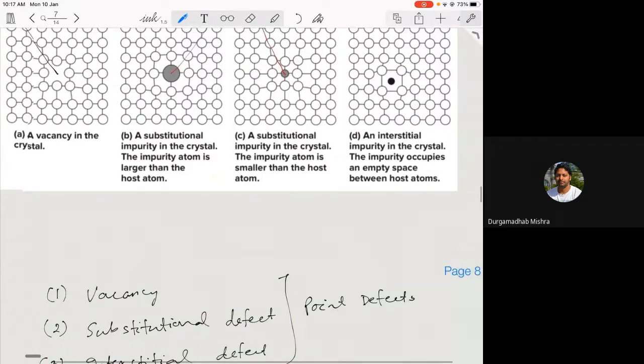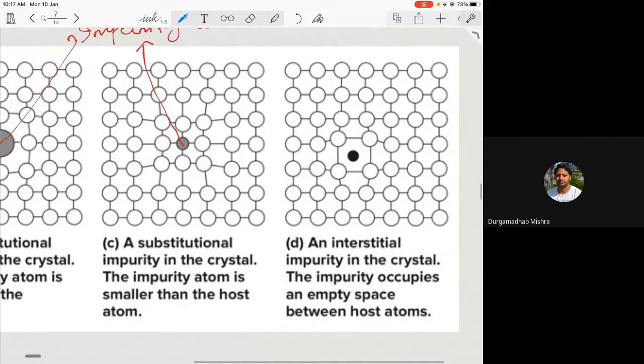And what is interstitial? If you look at figure D here, within the lattice you have some voids, or some space that is still available for smaller atoms or ions to go and sit. These atoms can sit in the interstitial positions, and this is known as an interstitial impurity.